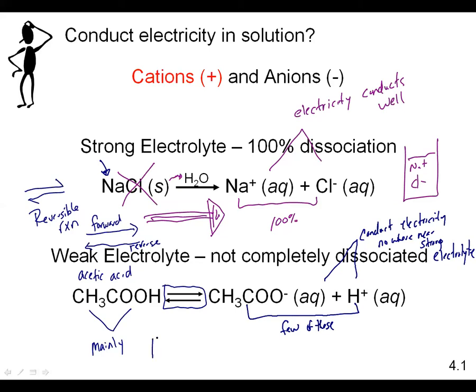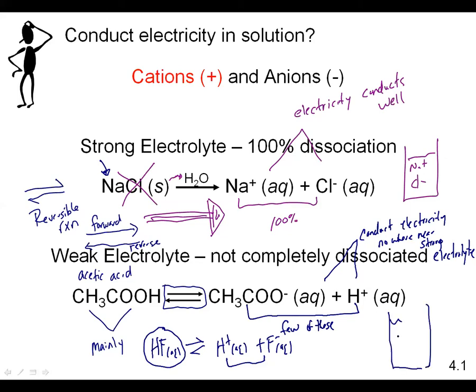HF, which is also a weak acid, is also a weak electrolyte. It will break apart into H plus and F minus. And in solution, you mainly have HF together with a little bit of these ions floating around. So if you drew what you have in our HF example, we would have a lot of HF still together, but we would also have some F minuses and some H pluses, but a majority of what would be in the solution would be that whole unit together.